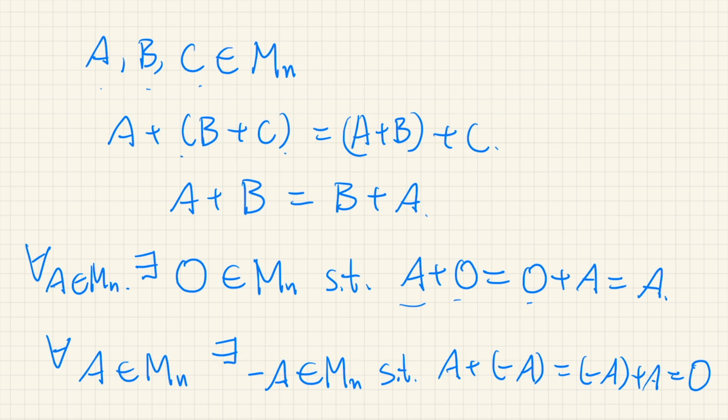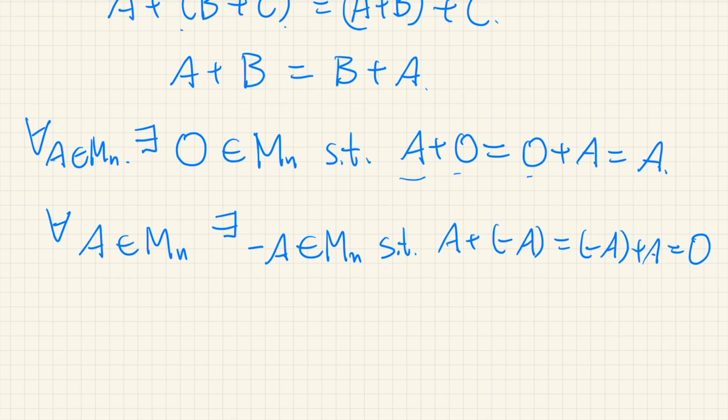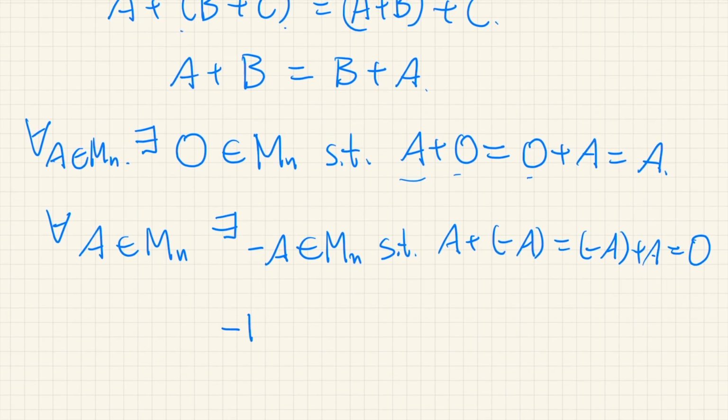So this negative A, well, we have defined negative A in terms of the scalar multiplication by negative 1 times A. But here, we don't assume this. We just say for any element A, there exists some special element such that if we add this element to the original element, then the result is 0. Okay, that is called the additive inverse of A.